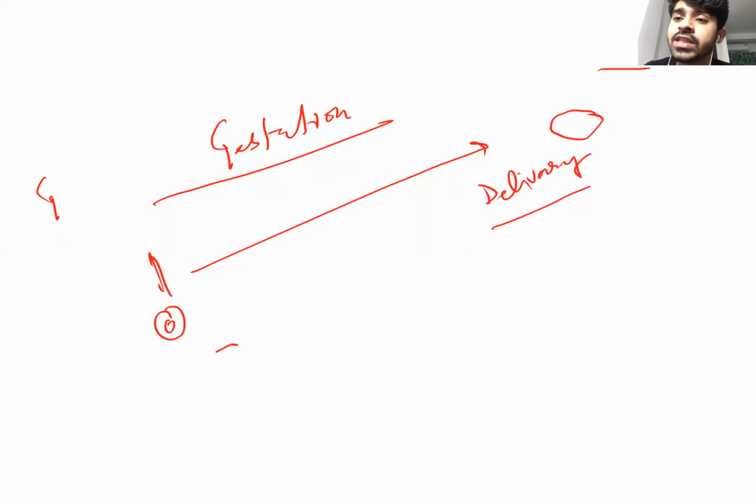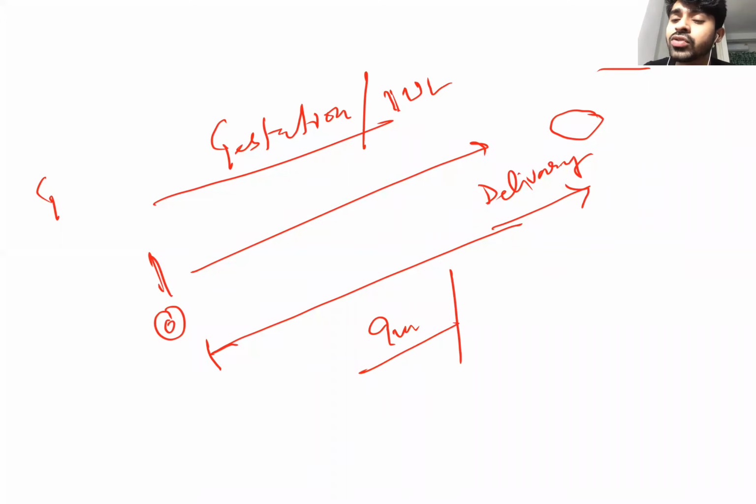This whole time is called the gestational phase, also known as IUL, intrauterine life. The length of intrauterine life is 9 months, as I have already discussed. You can also consider it 37 to 40 weeks. This is a normal gestational time period.